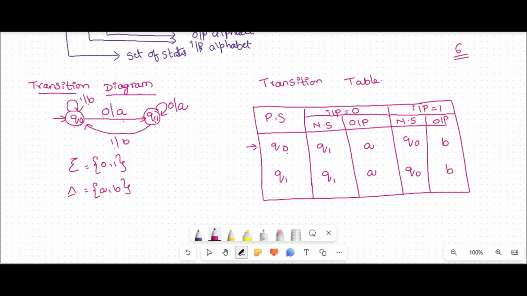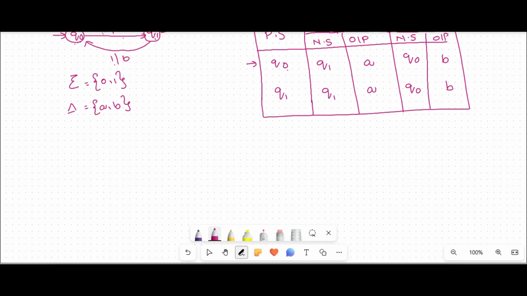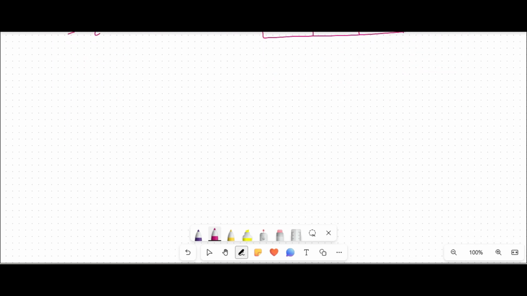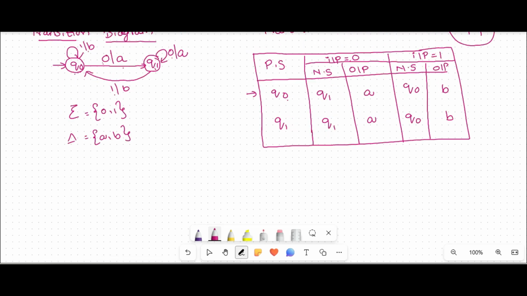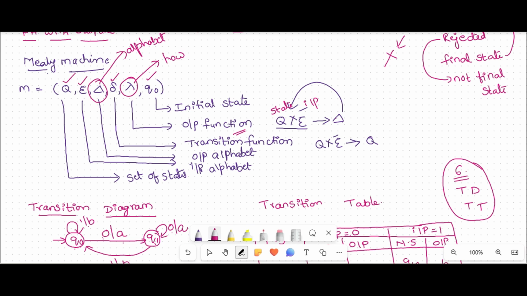The 6-tuple representation, that means mathematical representation, transition diagram and transition table. The same thing we will represent for the Moore machine. The Moore machine's 6-tuple mathematical representation, transition diagram and transition table we will discuss now. Only one difference, there is no confusion here. I will explain it here itself.